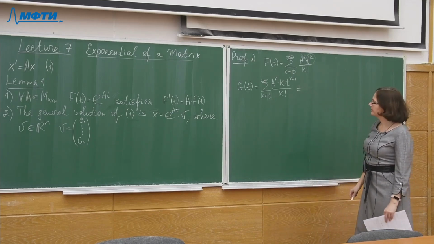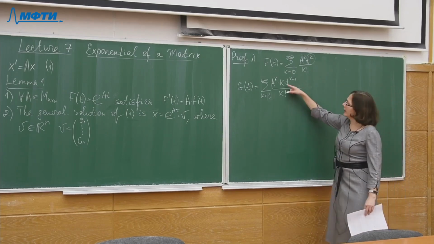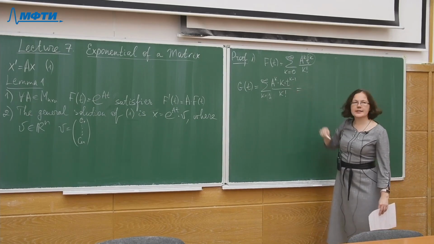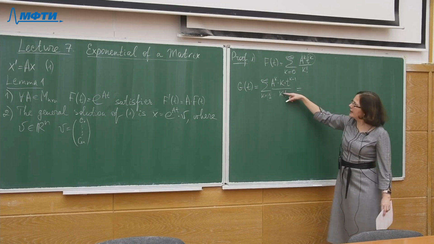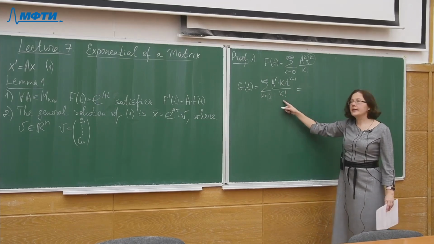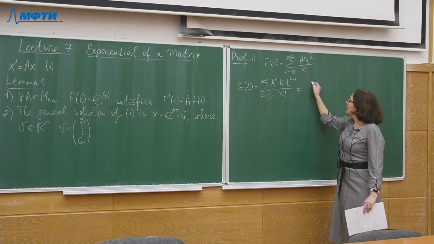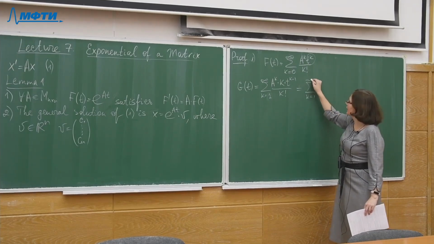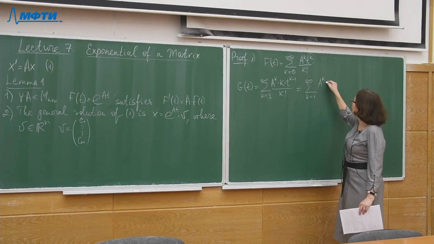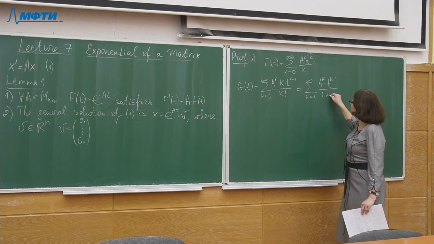Well, then we can cancel out like factors k in the numerator and the denominator, so k can be cancelled out with k, and we will get the following: the sum for k from 1 to infinity of A to the k times t to the power k minus 1 over (k minus 1) factorial.